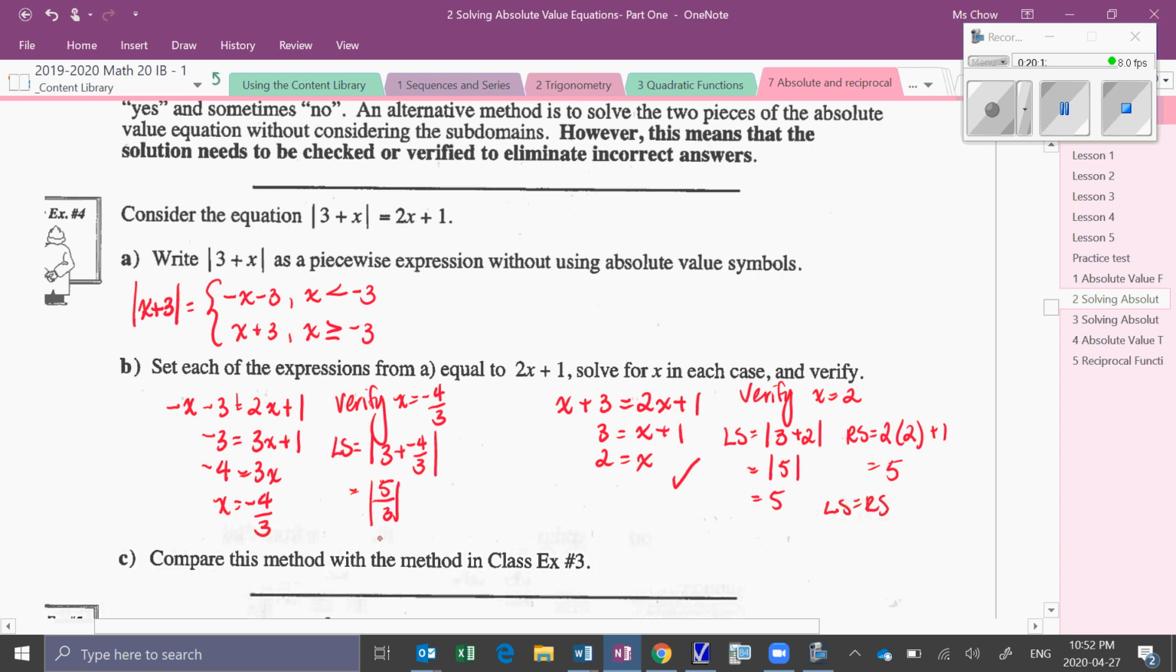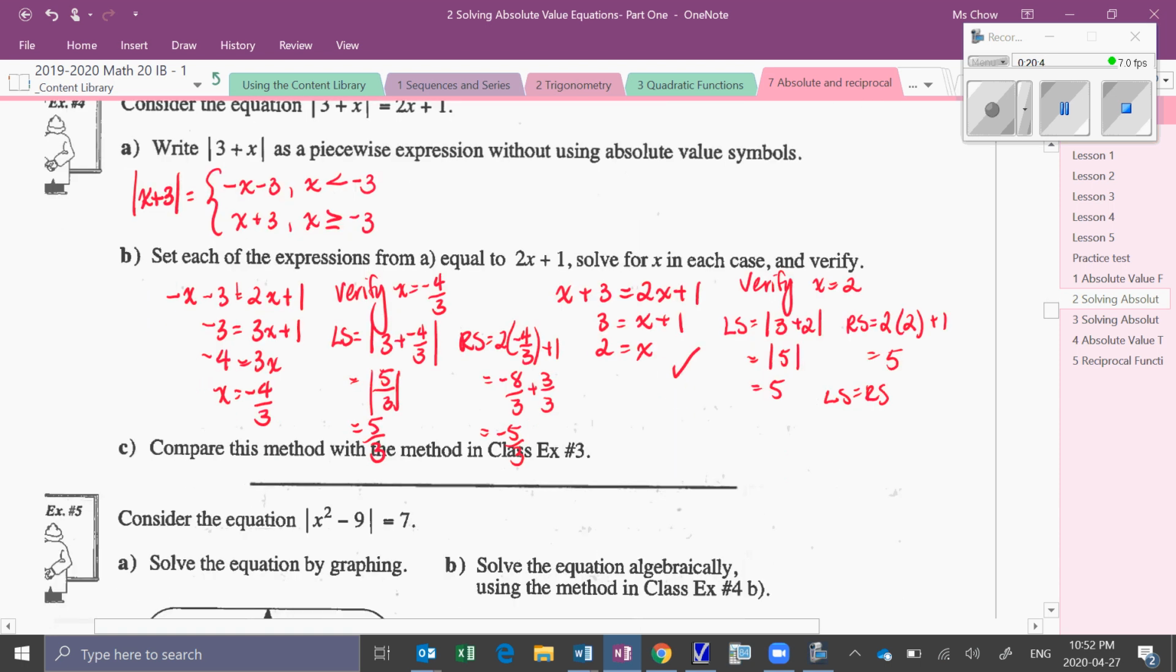Absolute value of that, which is of course simply 5/3. And then on my right side I have 2 times negative 4/3 plus 1, so that is negative 8/3 plus 1, or plus 3 over 3, which is negative 5/3. And positive 5/3 does not equal negative 5/3, so that solution needs to be rejected. So here, left side not equal to right side, so this one has to be rejected.